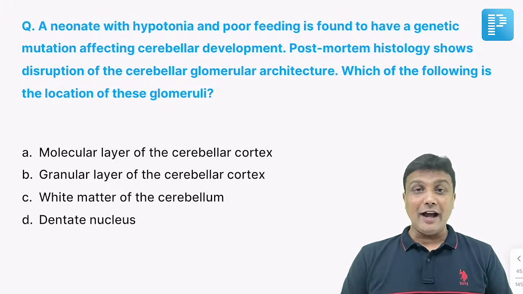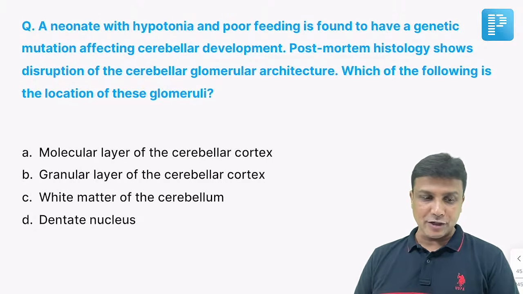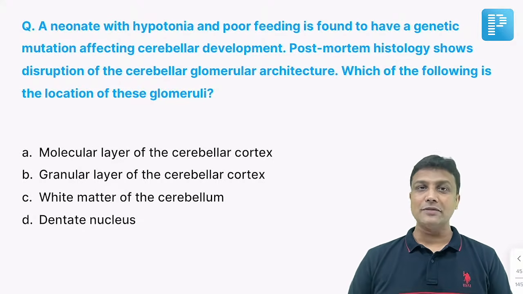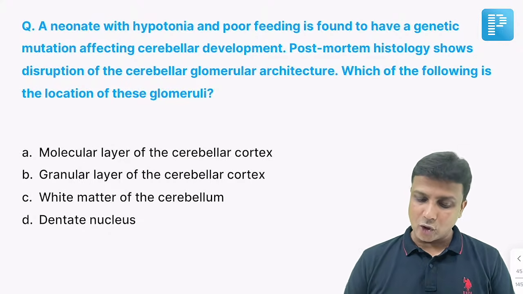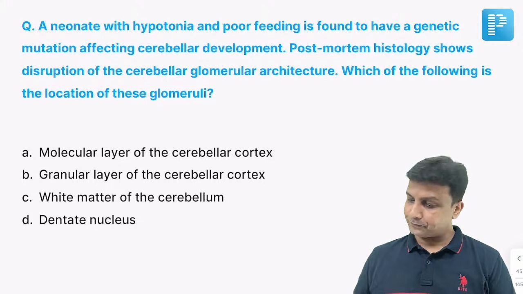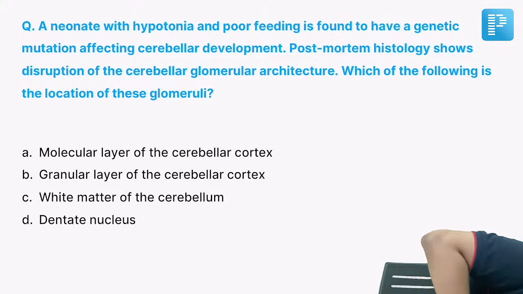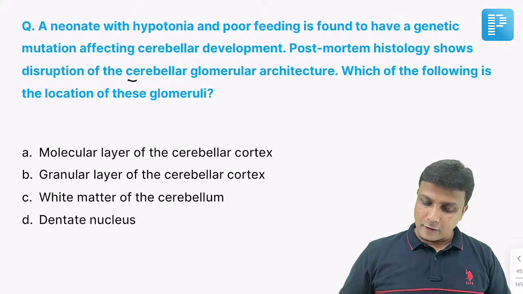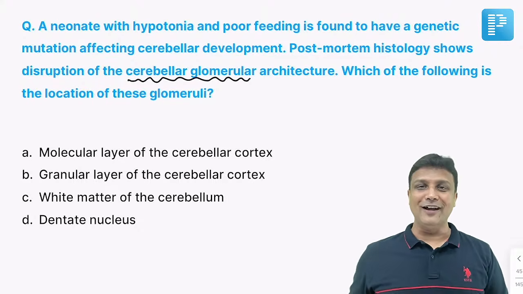A neonate with hypotonia and poor feeding is found to have a genetic mutation affecting the cerebellar development. Again, one more question from cerebellum. Postmortem histology shows disruption of the cerebellar glomeruli architecture. Which of the following is the location of the glomeruli?